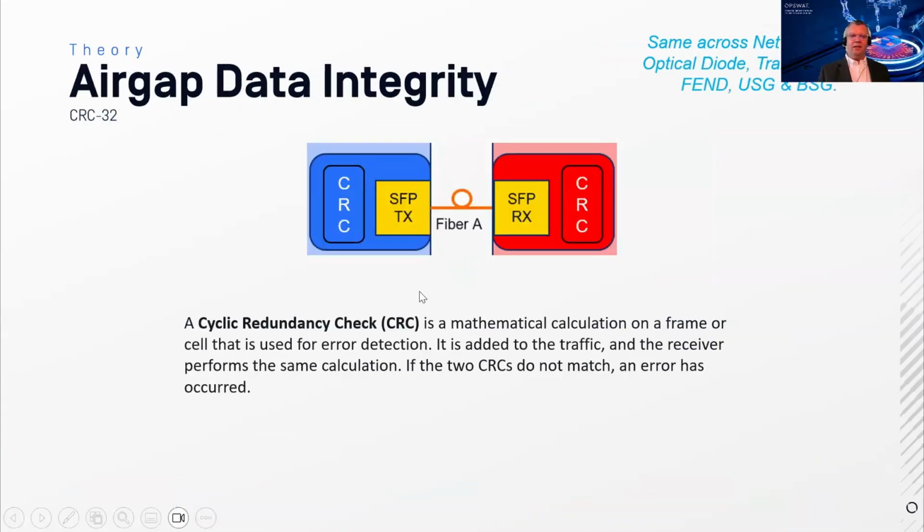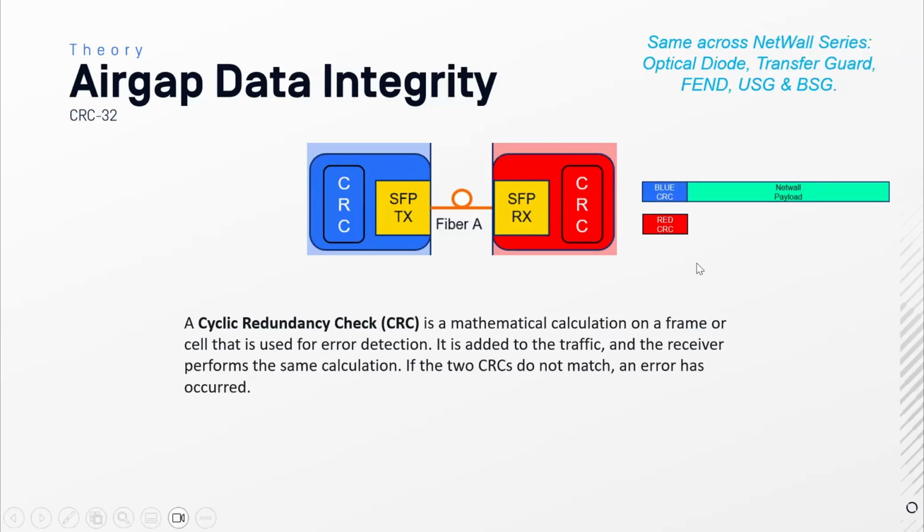Now, the data integrity part, how does that work? Well, first of all, we receive the payload, and then we calculate the CRC on the blue side of that payload. Then we transmit one way across the air gap, the payload to the red side, and we recalculate the CRC check based on the received payload. Next action is we compare the blue CRC and the red CRC. If they are equal, it means the payload reached correctly on the destination network.